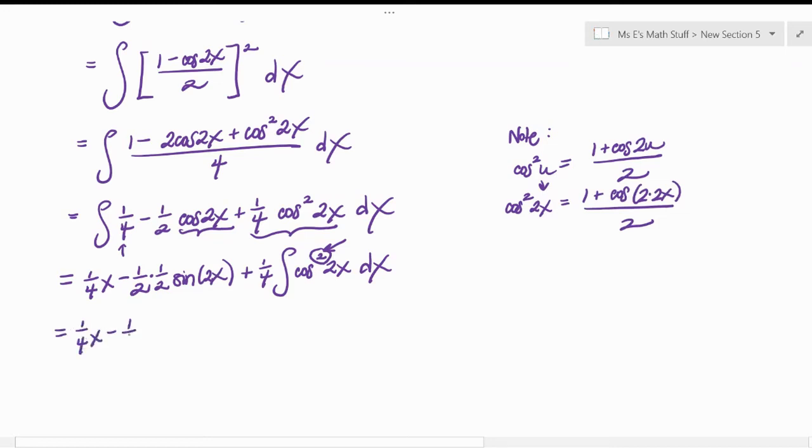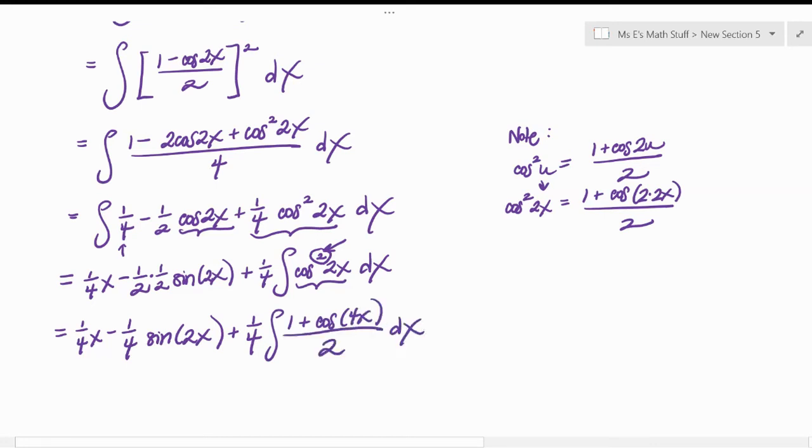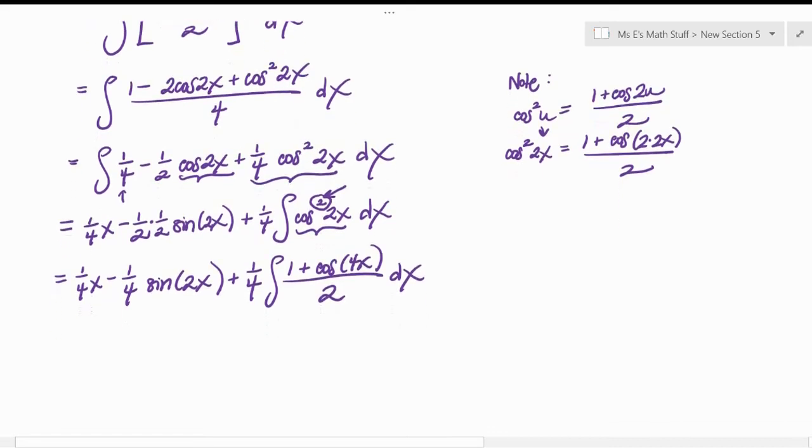So I'm going to end up with, I'm just bringing all the antiderivatives I've already done down. I'm going to bring the 1/4 down. And then I'm going to replace cosine squared 2x with 1 plus cosine of 4x all over 2. And hopefully that 4 makes sense based on my note over there. Okay, next, let's pull the 1/2 out of that first integral.